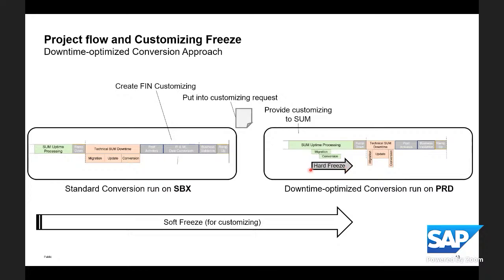During the downtime optimized conversion run, there's anyhow a hard freeze: no transports allowed, no development allowed. But the soft freeze is the customizing freeze. That is in addition there. And again, you have to evaluate whether it's fine for the complete project that those restrictions on customizing on the productive system exist. Now, what does it mean if we have not only a productive system in the landscape?